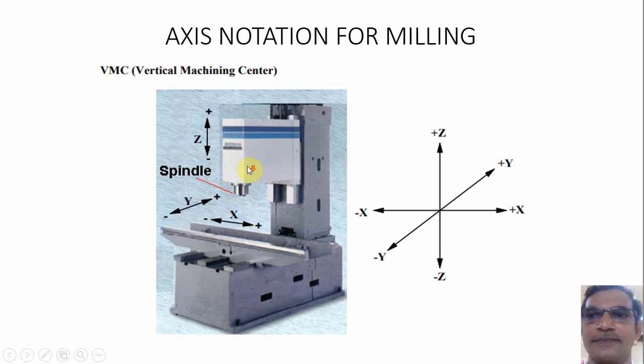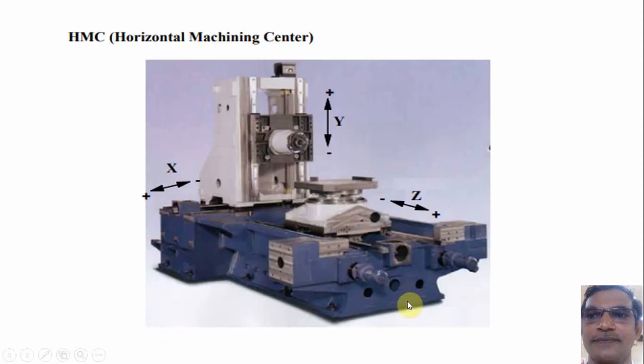And next slide will be horizontal machining center. Here the axes are varying. This one is X-axis and this one is Z-axis. Vertical movement will be the Y-axis in the horizontal machining center.